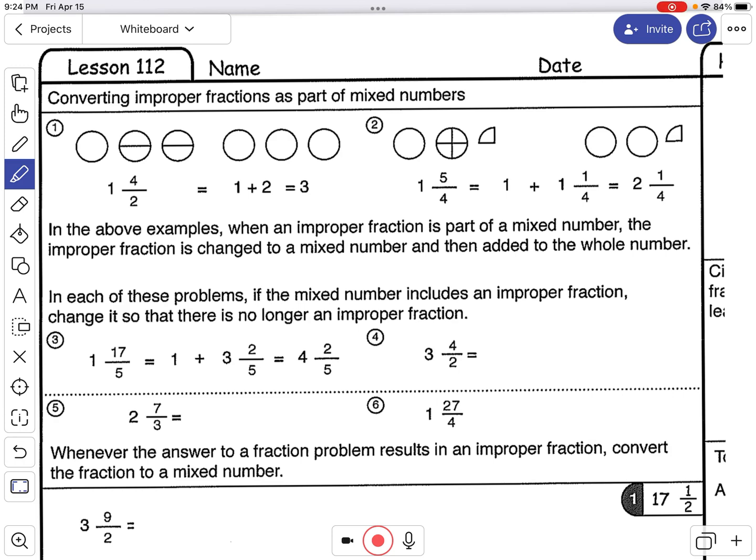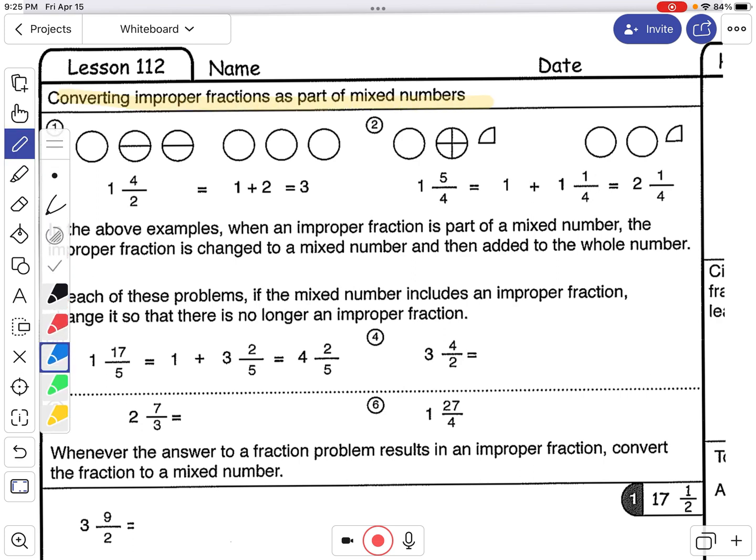Well, hello everybody, and welcome back to 4th grade Excel lesson 112. We're going to learn how to convert improper fractions that are part of mixed numbers. What does that mean? Well, let me write it up here in the name spot for you. Converting improper fractions that are part of mixed numbers.